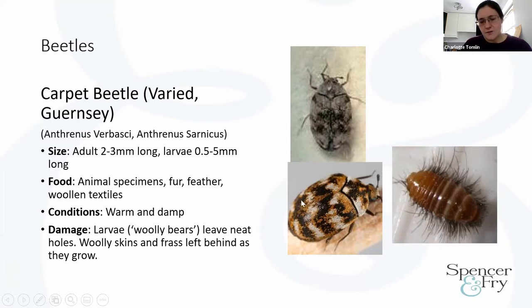So really the only way you can tell these beetles apart is by looking under a microscope at the specific shape of their scales. The varied carpet beetle has more teardrop shaped scales, and the Guernsey has more triangular shaped scales, but normally, as the damage and prevention are similar, it's not always necessary to tell them apart. Okay.